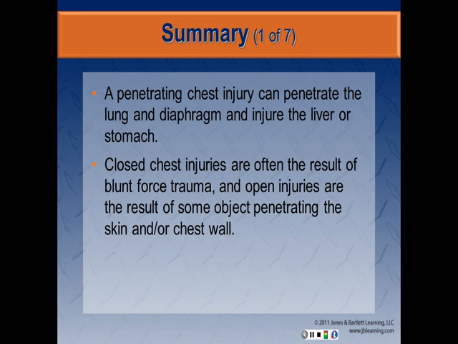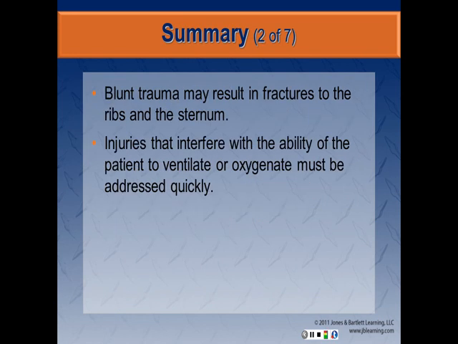for signs of tachycardia or hypotension. In summary, a penetrating chest injury has the potential to penetrate the lung and diaphragm and to injure the liver or stomach. Closed chest injuries are often the result of blunt force trauma, and open injuries are the result of some object penetrating the skin or the chest wall. Blunt trauma may result in fractures to the ribs and the sternum. Injuries that interfere with the ability of the patient to ventilate or oxygenate must be addressed quickly.